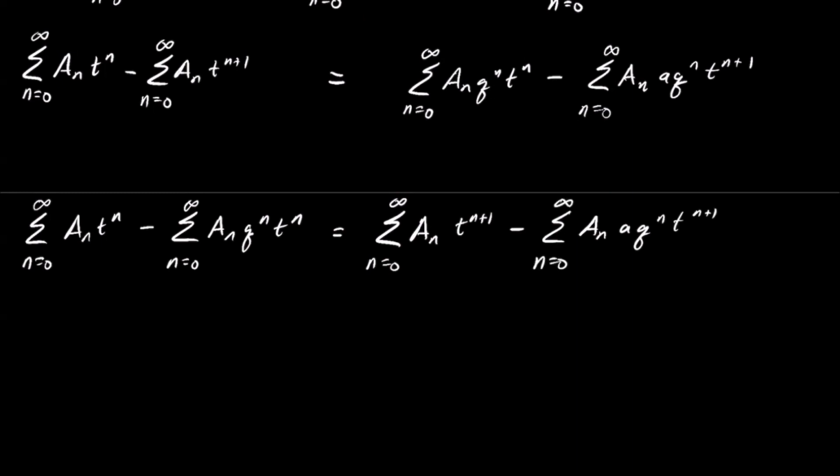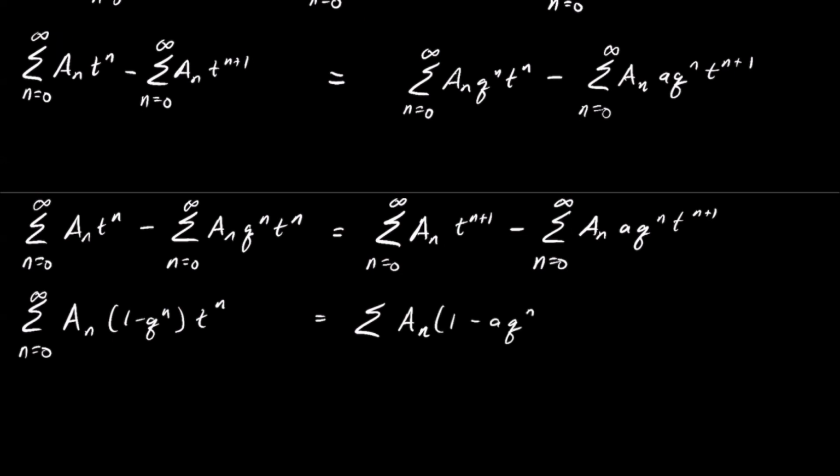Okay, so now I'm going to combine these into single sums. The left-hand side, I can rewrite as the sum, n goes from 0 to infinity, of a_n times (1 - q^n) times t^n. And the right-hand side, I can write as a_n times (1 - a q^n) times t^(n+1) as n goes from 0 to infinity. So now I've combined both of these into single sums, right? I combined the left-hand side into a single sum, and the right-hand side into a single sum.